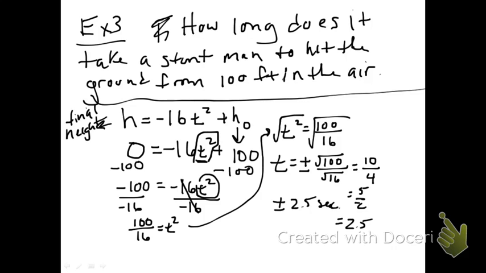All right. The negative one doesn't make any sense in this application because if the director says go and the stuntman jumps, it's going to take a positive 2.5 seconds for this guy to hit the ground. We're not going to be in science fiction land where it's like negative time 2.5 seconds going in reverse or something like that. So for this application, the negative solution could be thrown out. The answer is just going to be your 2.5 seconds.